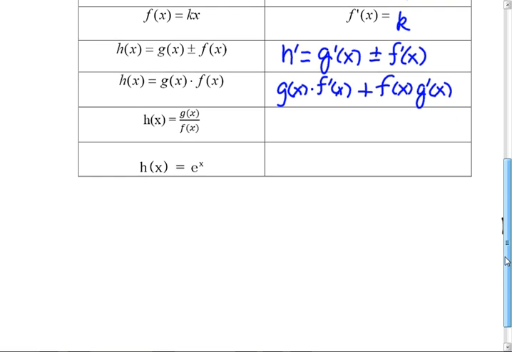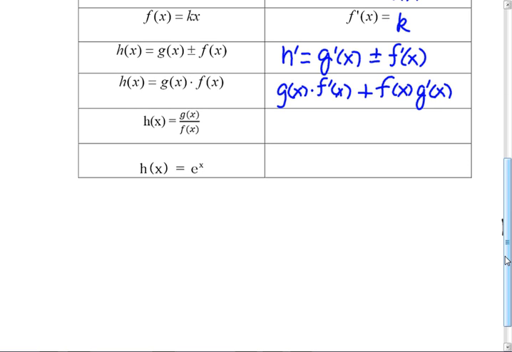Okay. That's the product rule. Remember what e to the x is? e to the x. Okay, now for the hard one. The quotient rule.